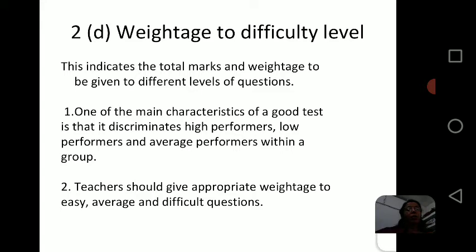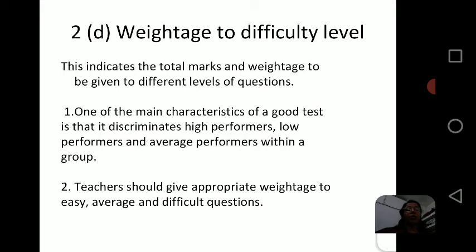Then weightage to difficulty level. This indicates the total marks and weightage to be given to different levels of questions. One of the main characteristics of a good test is that it discriminates high performers, low performers and average performers within a group. Is it? Discriminating power of the item. Discriminating power of the achievement test means the test can discriminate the low achievers and high achievers.